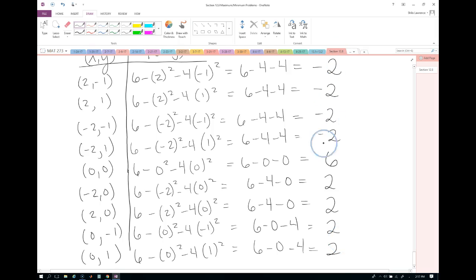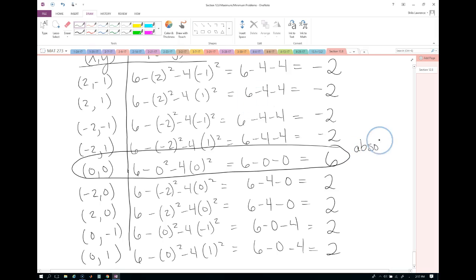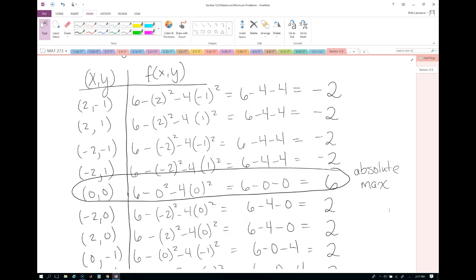So the largest value in this list is going to be our absolute maximum, which occurs right here. And then the smallest value in this list will be our absolute min. And they actually occur at 4 different places, which is fine. They all give the same lowest value in all 4 spots. So we have 4 absolute minimums.